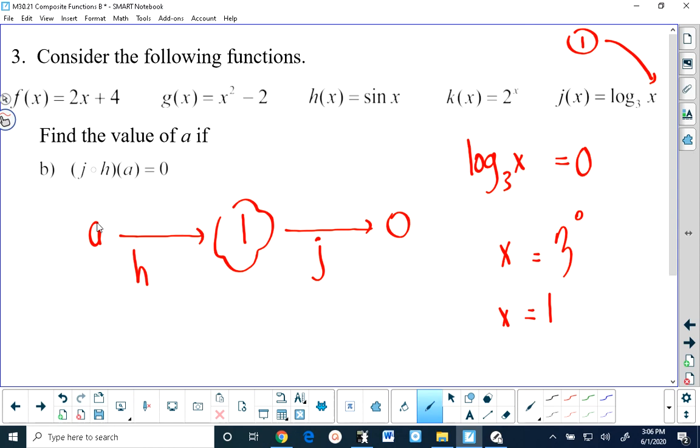And you do get 0 coming out because log base 3 of 1 is the exponent to which you raise 3 to get 1, and that's 0. The next step is to say that some number went into h and the number 1 came out. Now we can write this function, sine of x, which is h, equal to 1, and figure out what x can be. Well, now we're solving a trigonometric equation. Sine of x equals 1.